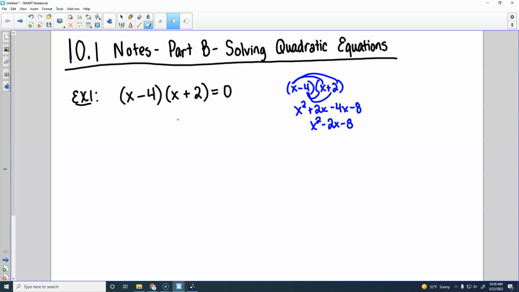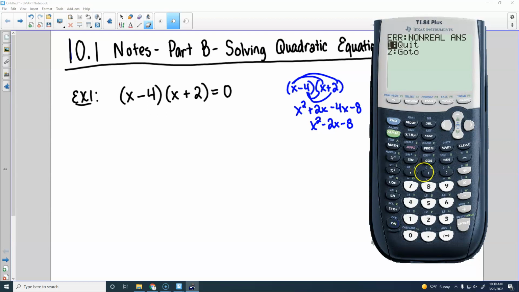You can use your calculator if you want to guess and check. So if I want to try 7, I could do 7 minus 4 times 7 plus 2, 27. Close. No, it would not be.